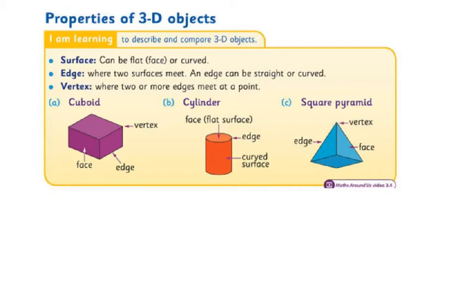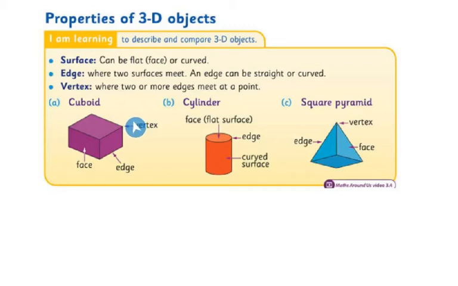So let's look at the face of the cuboid first. So this here is the face of the cuboid. So is the face of the cuboid straight or curved? It is straight. The edge, where 2 surfaces meet, okay, so where 2 faces meet, an edge can be straight or curved. So is the edge straight or curved on the cuboid? It is straight. And the vertex then is where 2 or more edges meet at a point. So it's like the corner.